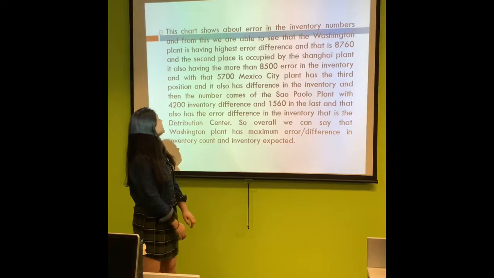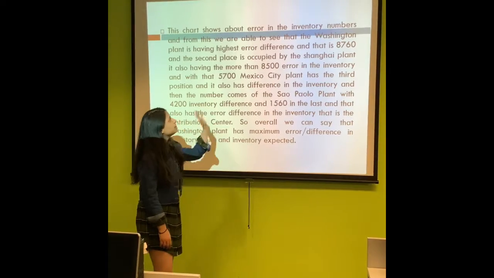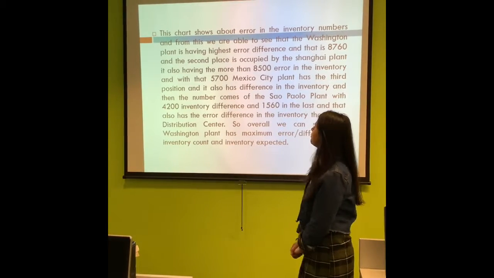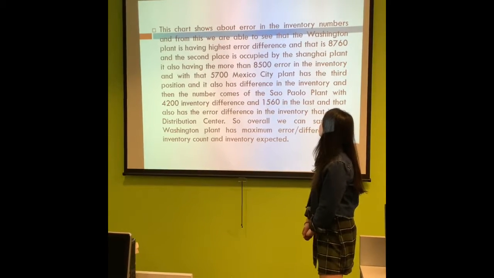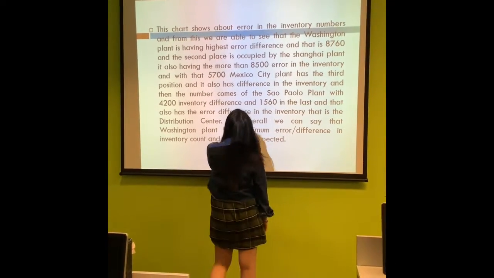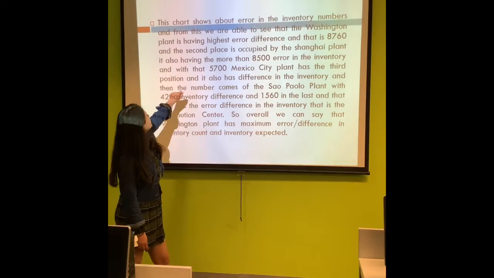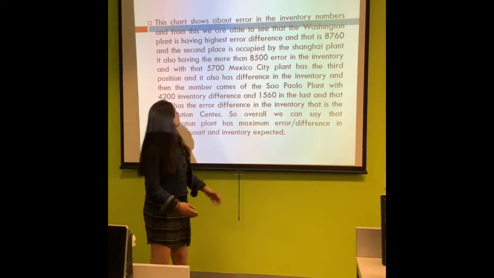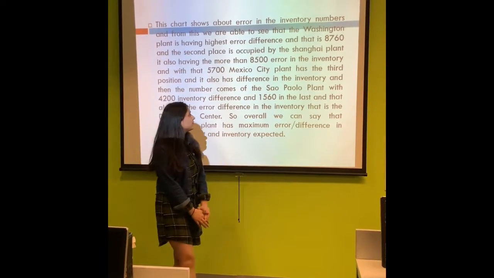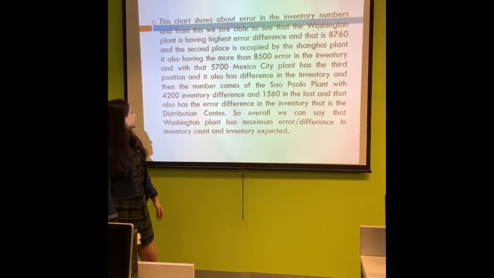The diagram is about the error in the inventory numbers, and from this we are able to see that the Washington plant has the highest error difference, which is 8750. The second place is occupied by the Shanghai plant, which also has more than 8500 error in the inventory, and then the Mexico City plant at 5700 is in third position and also has a difference in the inventory. Then comes the Sao Paulo plant, which is 4200 inventory difference, and 1560 is the last, which also has an error difference in the inventory, and that is the distribution center.